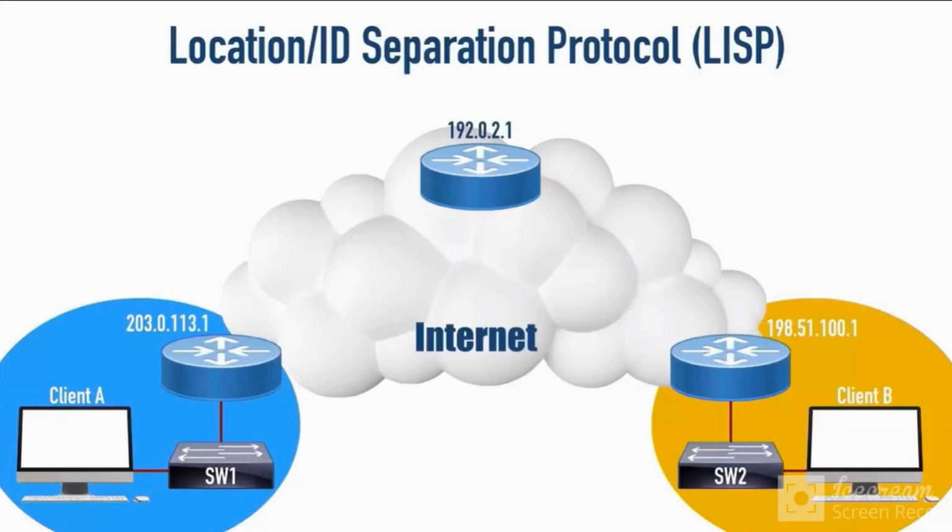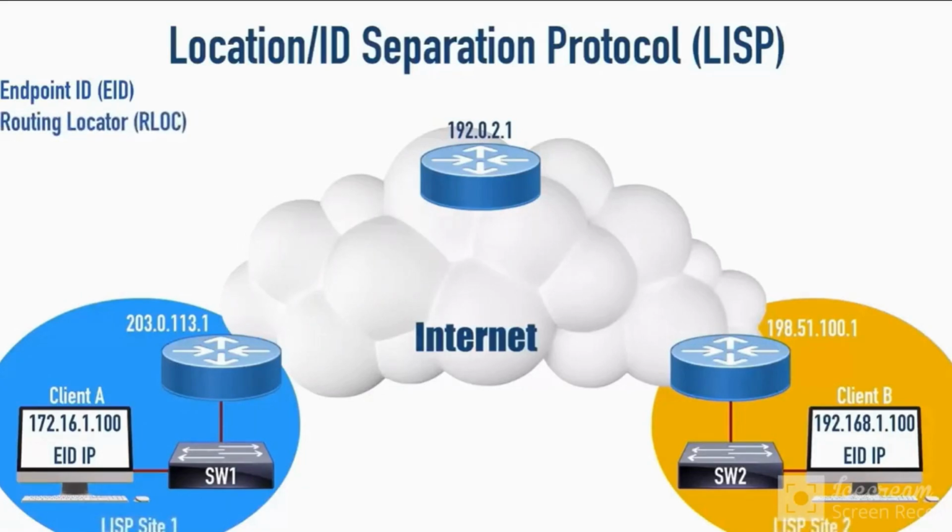Now, as the name suggests, LISP separates a single IP address into two parts: an endpoint identifier, or an EID, and a routing locator, or an RLOC. This would allow, for example, a device to move from one location on the internet to another location and keep its endpoint identifier, or its EID, while updating its routing locator, its RLOC. And when we're trying to locate a specific endpoint identifier, what we can do is ask a map resolver. And a map resolver is going to give us information about the current routing locator for that EID.